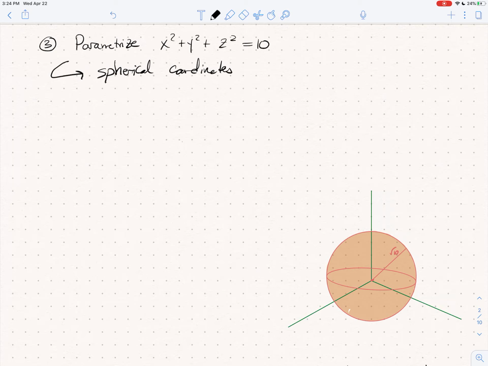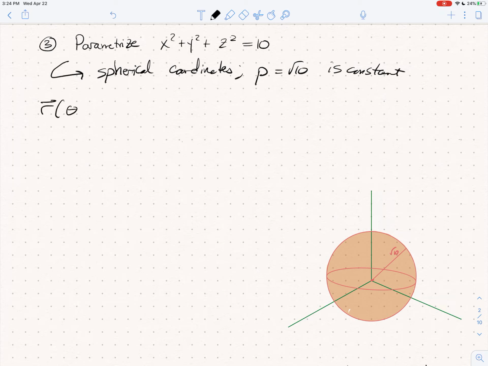And I want us to realize something, that when I'm working over a sphere, then I know that rho, which is root 10, is constant. So that's going to knock out one of the variables. Spherical coordinates are rho, phi, and theta. Well, rho is constant, so this is going to work just dandy. And in fact, let's just jump right to it.